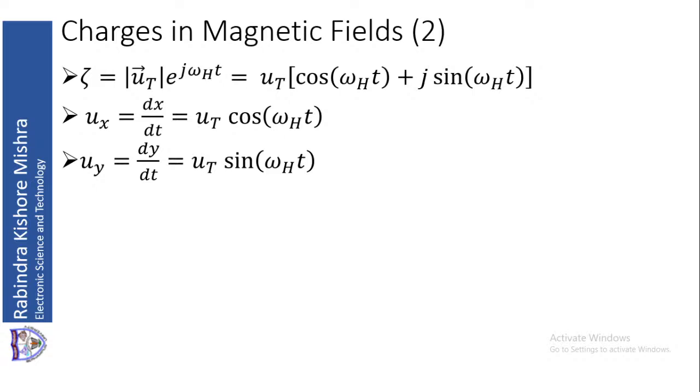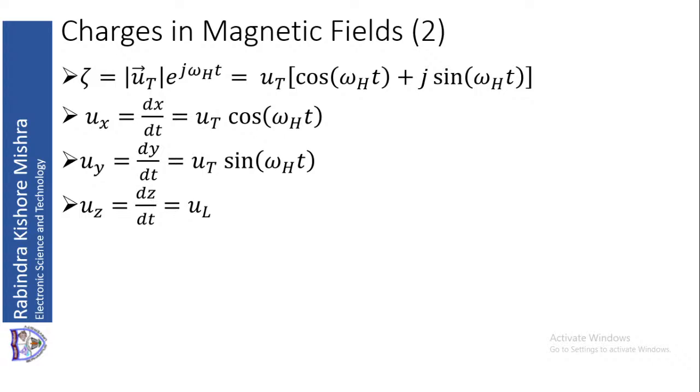So ux will be equal to some constant plus ut sin omega ht plus a phase term. Similarly, uy will be equal to some constant plus ut cos omega ht plus a phase term. So this is about ux and uy.